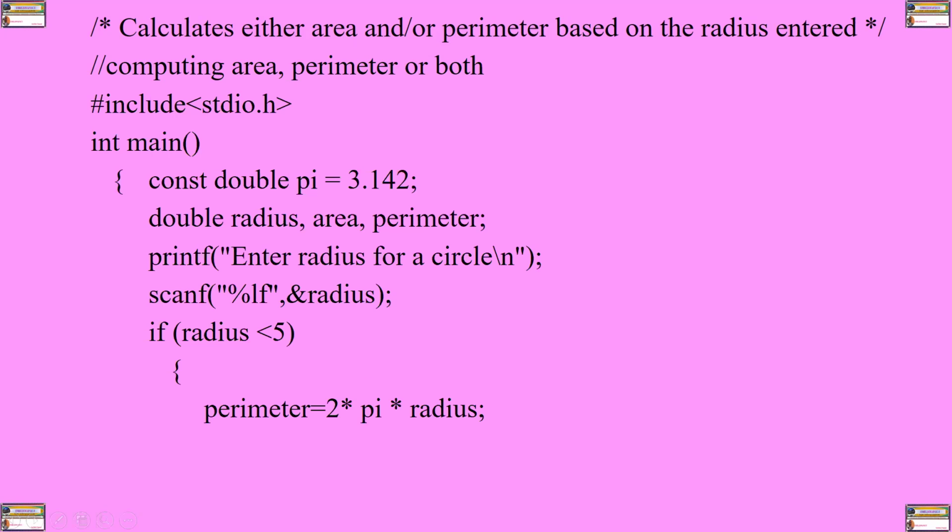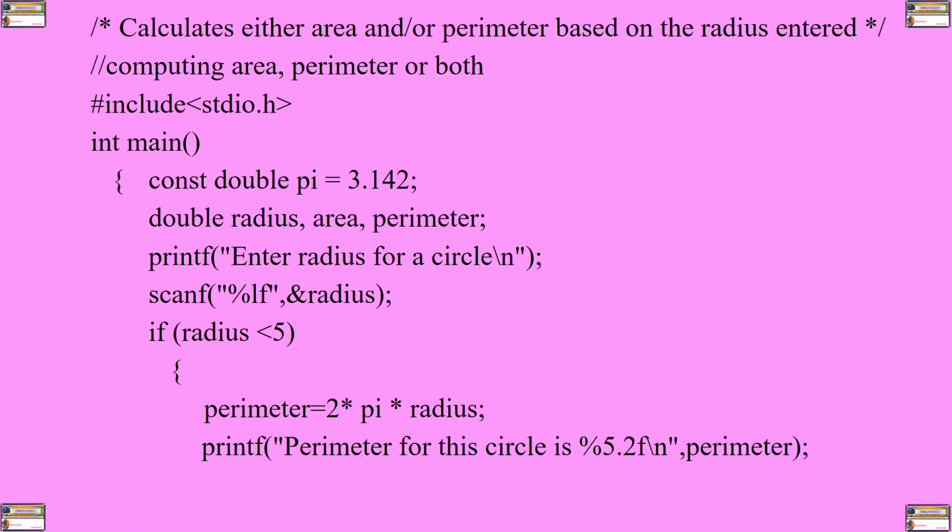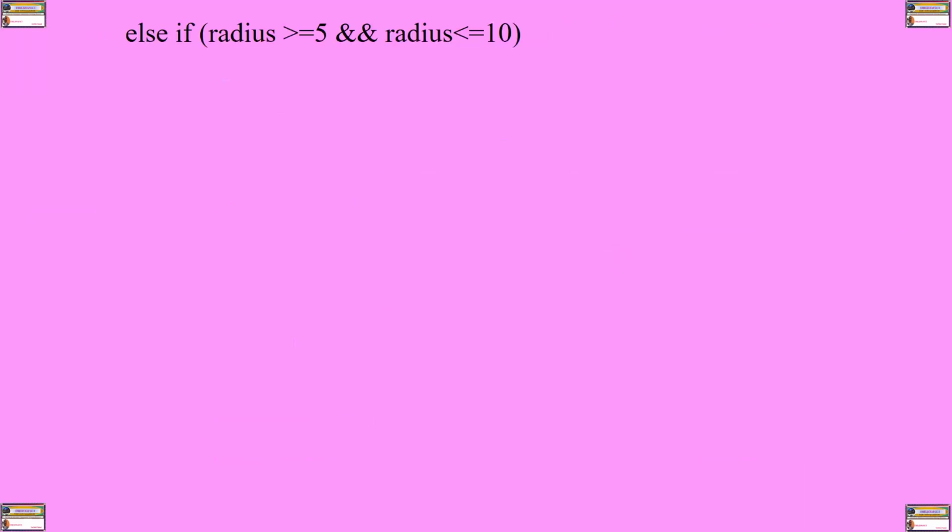Compute the perimeter of a circle using this statement, display that perimeter on the screen, and come out of the selection control structure. Otherwise, if that condition is not true, take the following action.